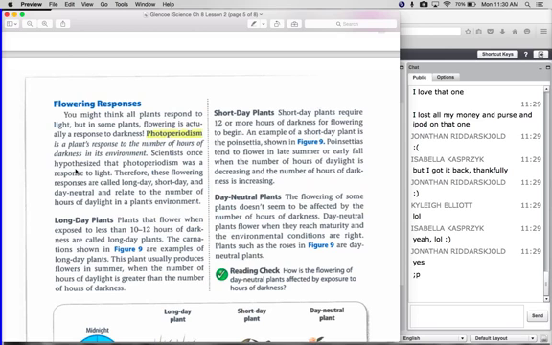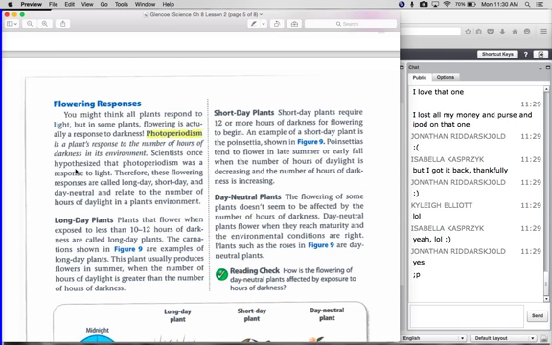You have three different types of plants: long day plants, short day plants, and day neutral plants. The reason they say day instead of long night plants and short night plants and day or night neutral plants is because in the past, scientists used to think that it was a response to light, but now we know that it's actually a response to darkness, which, to me, well, what's the difference?